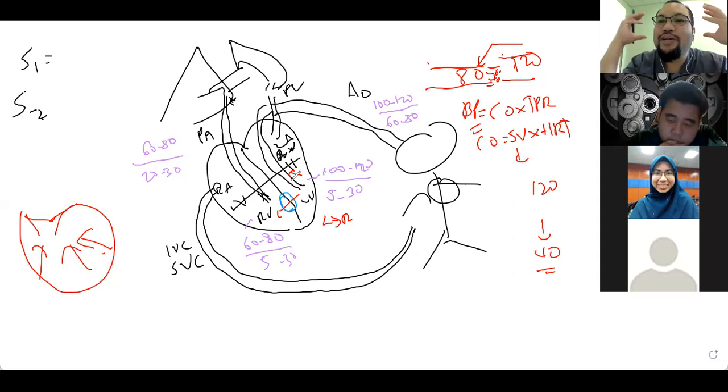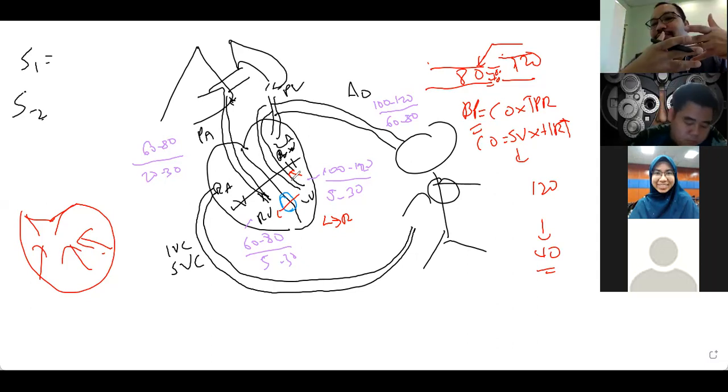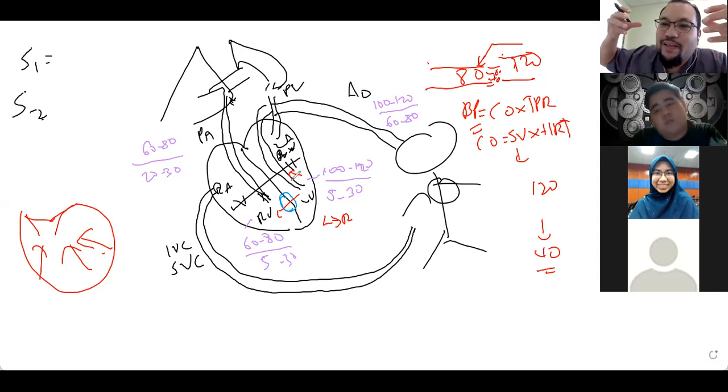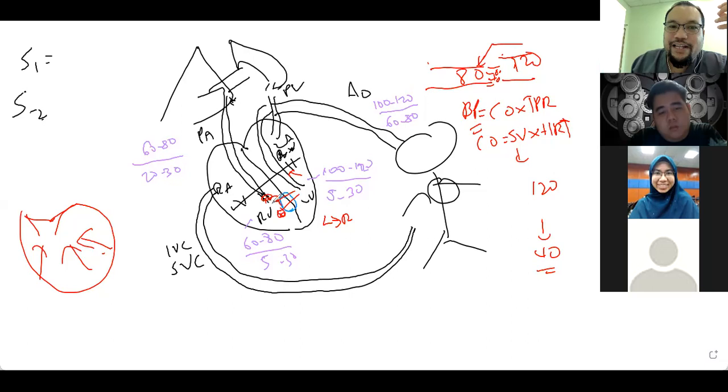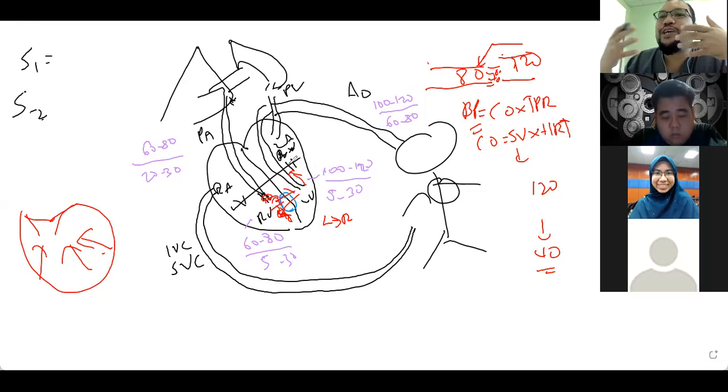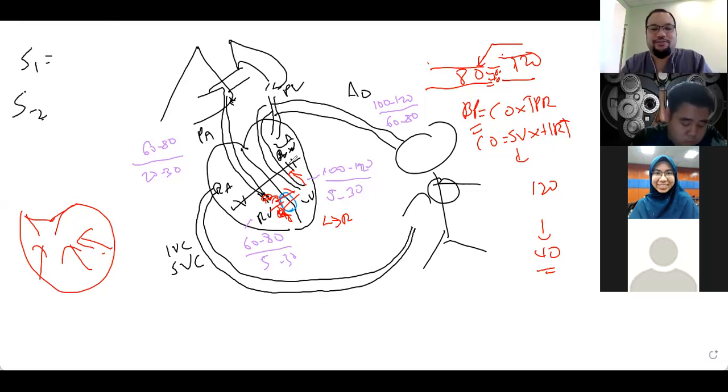Sebab sound itu dah campur sekali. Sebab turbulent flow created bila fluid keluar ni, dia akan create turbulent flow kan? So the moment bila heart contract je, dia gerak sini, dia create turbulent flow kat sini dan dia close. So dia obscure the first heart sound. Can you hear the second heart sound? Second heart sound pun tak berapa dengar.